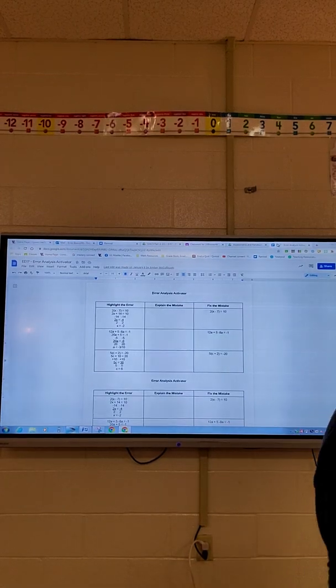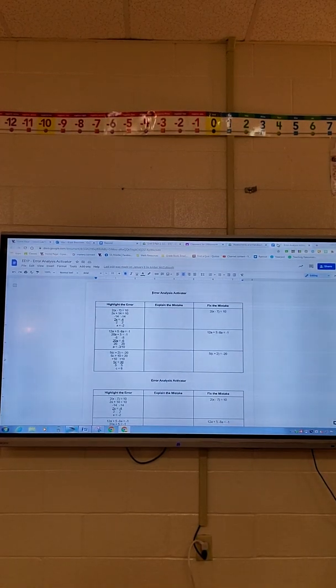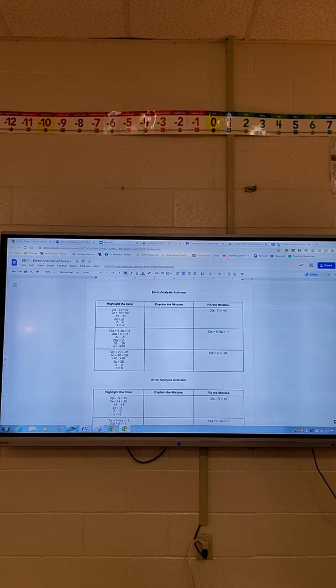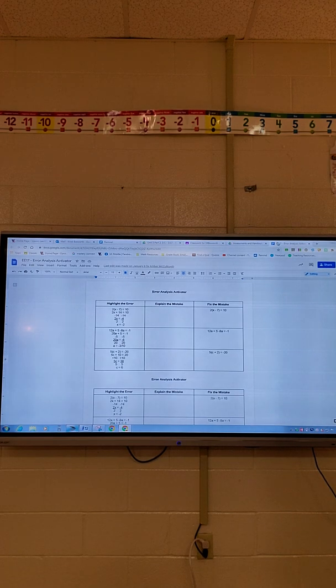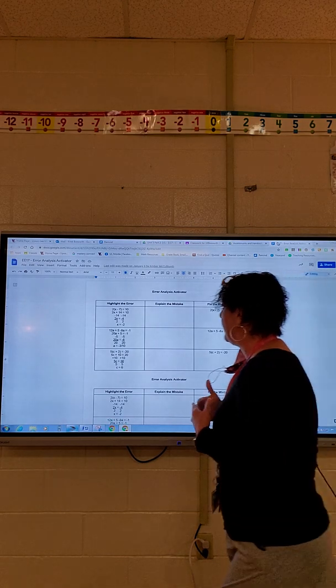This half sheet, these error analysis, explain the mistake, are the extended response on your unit test. We're going to do these 3, and then we have 3 more that we're going to do. These are what you have to study, and I want to make sure you know exactly how to answer them.